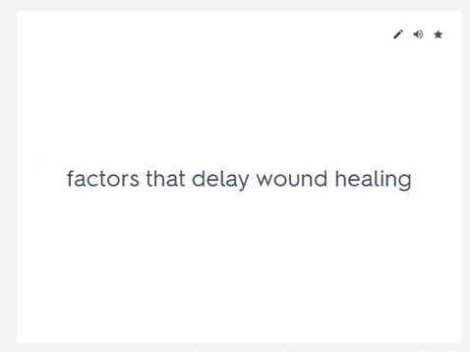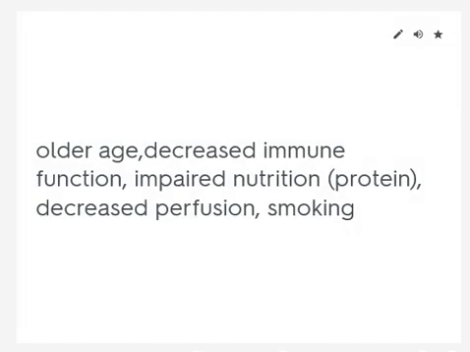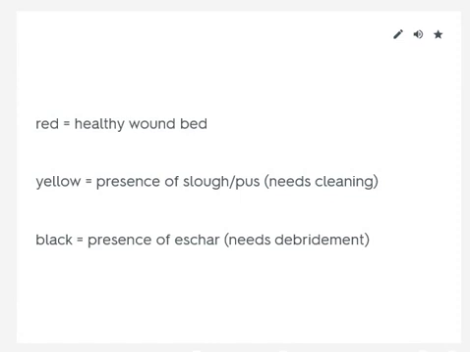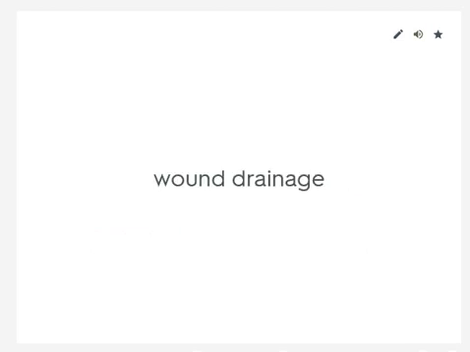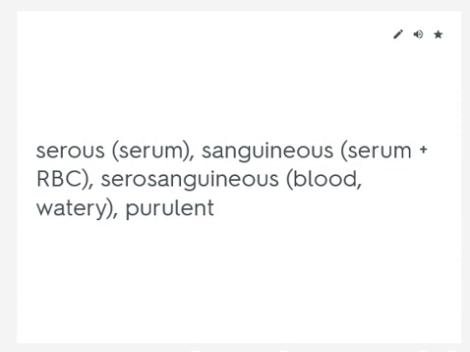Factors that delay wound healing: older age, decreased immune function, impaired nutrition, decreased perfusion, smoking. Wound appearance: red equals healthy wound bed, yellow equals presence of slough or pus, black equals presence of eschar. Wound drainage: serous, sanguineous, serosanguineous, purulent.